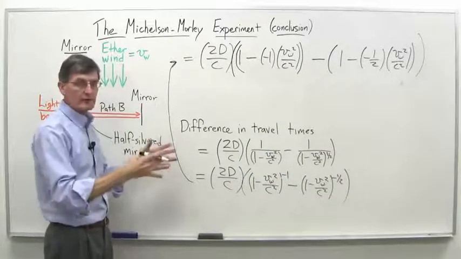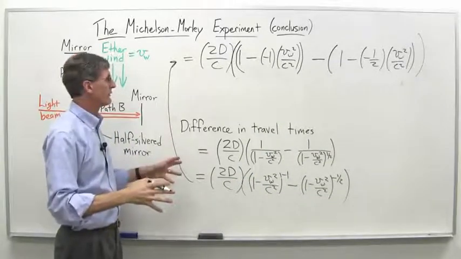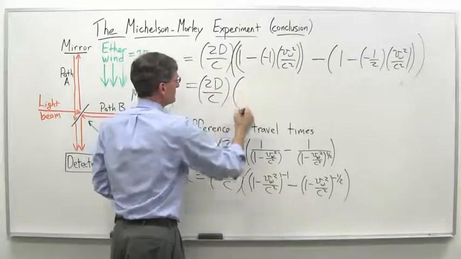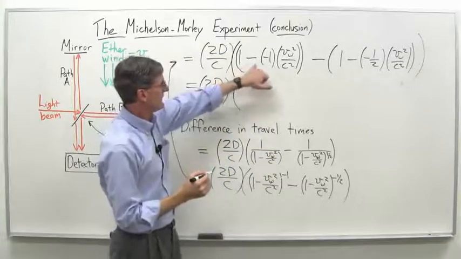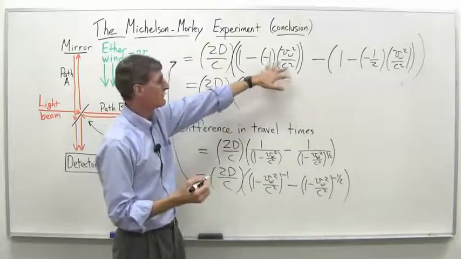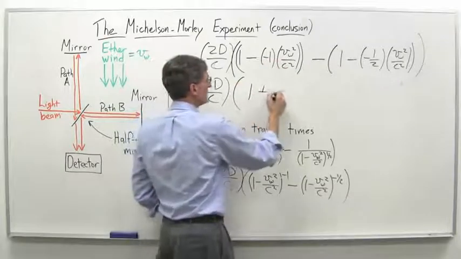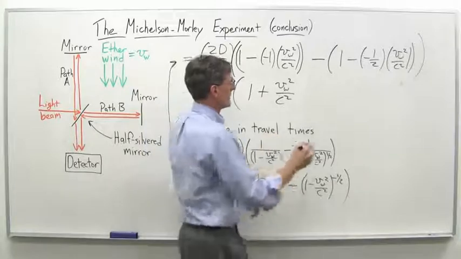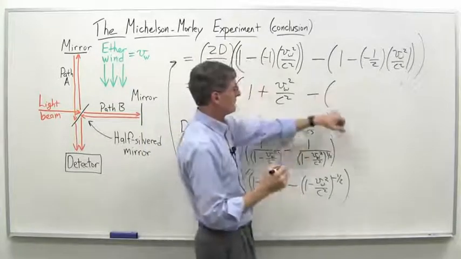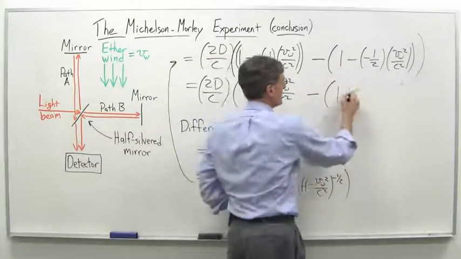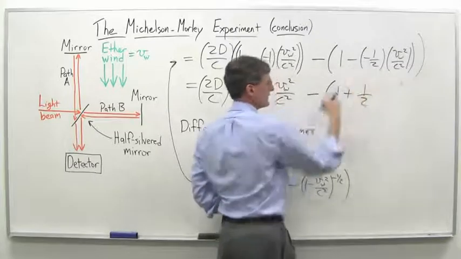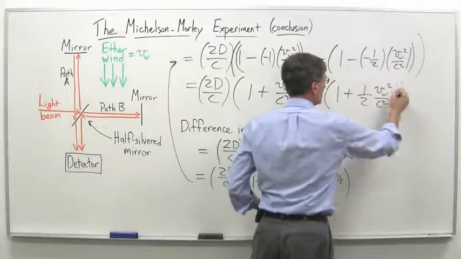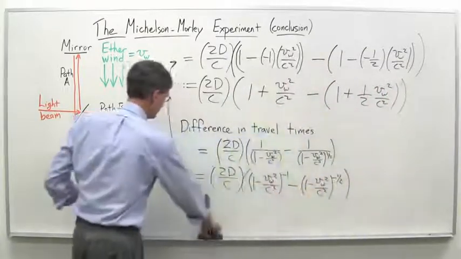Okay? Now it looks a little messy, but look, it gets very simple very quickly. We still have the 2d over c on the outside, so that's fine. Now I've got 1 minus a negative 1 times that. That's just 1 plus that. So this becomes 1 plus VW squared over c squared. Over here I've got minus, and we'll do it step by step here, 1 plus 1/2, because minus times minus is positive, 1/2 VW squared over c squared.